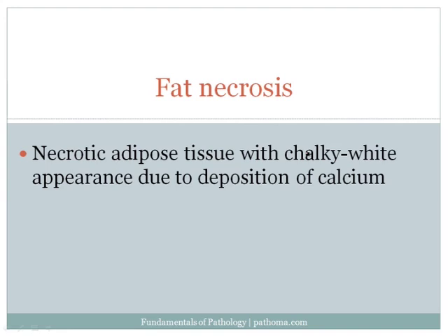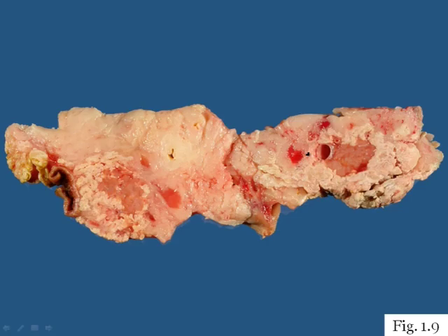Basically what happens here is that when calcium deposits on that dead fat, it gives a white, chalky appearance to the tissue. Here's a classic example. This is a pancreas. This long extended organ is a pancreas, figure 1.9 from your text. And here we can see these little white chalky deposits at the outer edge of this tissue, which is the fat surrounding the pancreas. And this would be a classic example of fat necrosis.